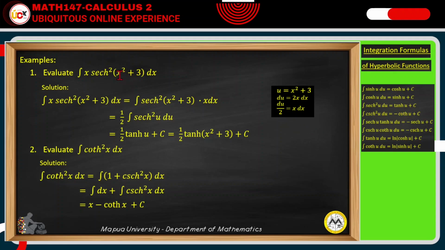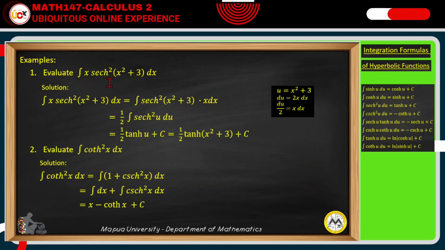In this case, because the argument is x squared plus 3, by substitution, we let u be x squared plus 3. Then taking the differentials of both sides, du is 2x dx. As you can see, x dx is part of this integrand. Now we have x dx, but 2 is missing, so we have to solve for x dx by dividing both sides by 2. So we get x dx is du over 2.